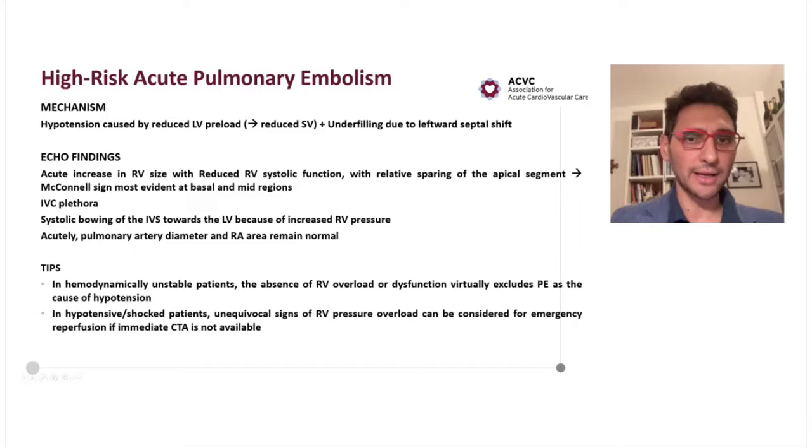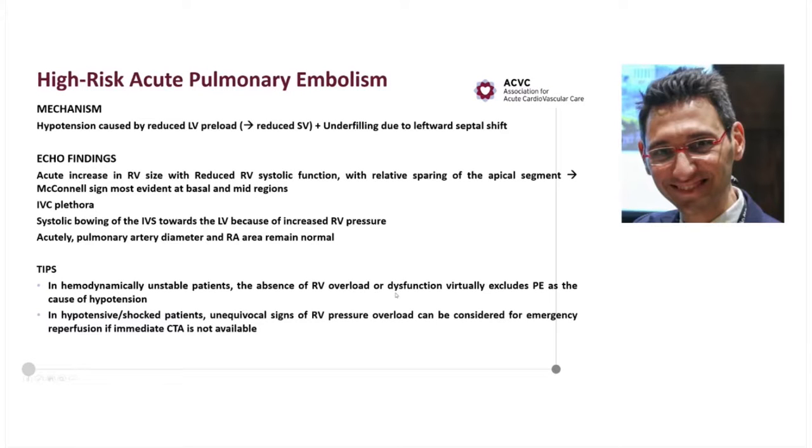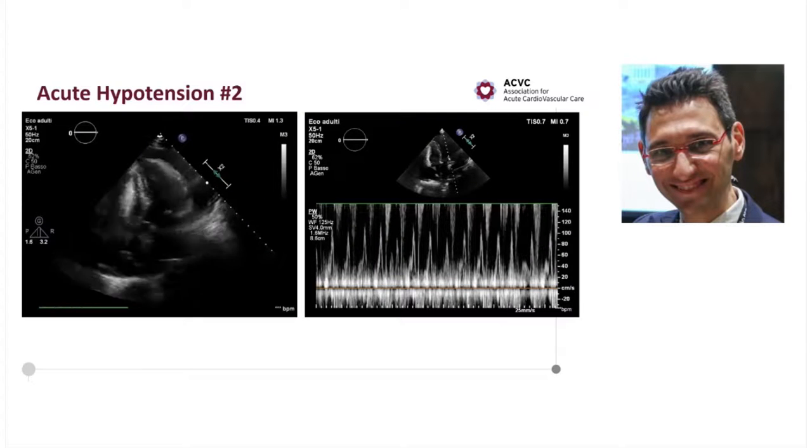But you should always consider that in a hemodynamically unstable patient, if you don't have right ventricular overload, you can virtually exclude this as a cause. So it's very useful. This is also very clearly indicated by the guideline, while an equivocal sign of right ventricular pressure overload can be considered for an emergency hypoperfusion, and you don't need a CT angiography in this case, okay?